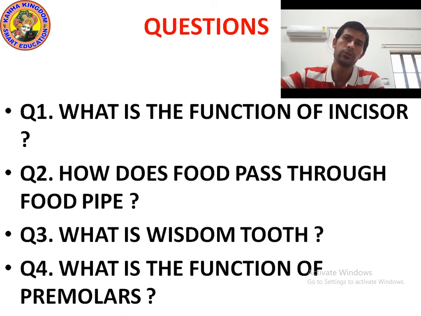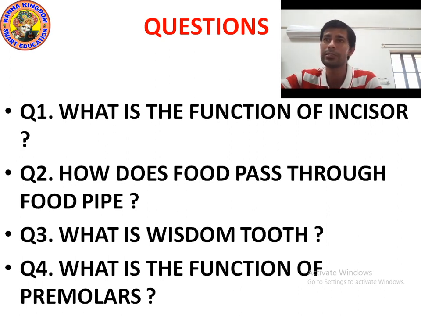Question number 4. What is the function of premolar? We know that premolars help to grind the food. There are two premolars on each side of each jaw, and they work like a mixer. There are a total of 8 premolar teeth.